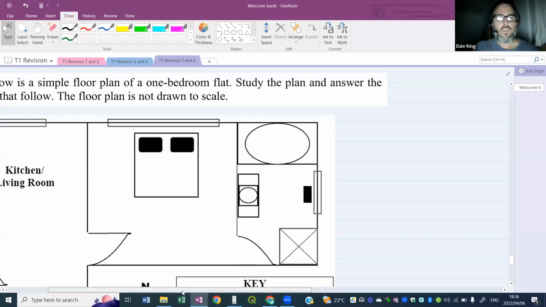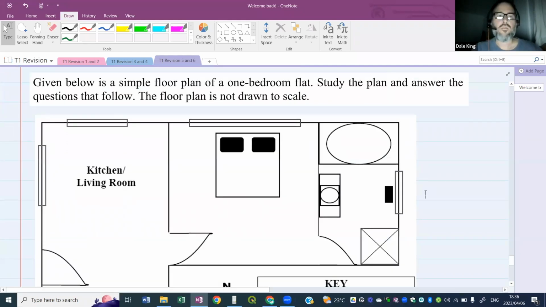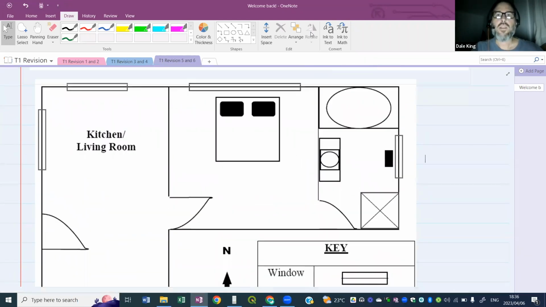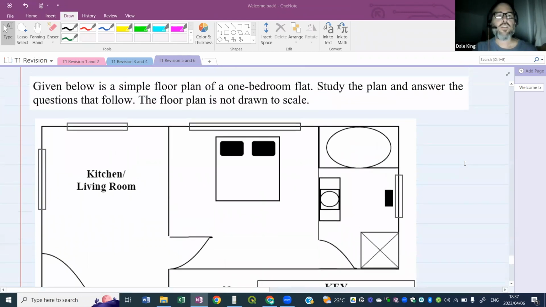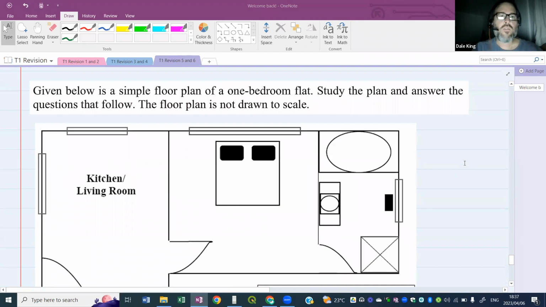We've seen this before. Now, this is not a... In fact, it is a plan still, but they have given us scale. Okay, no, Sakile, don't worry. All right, so let's see the question. It says, given below is a simple floor plan of a 1-bedroom flat. Study the plan and answer the questions that follow. The floor plan is not drawn to scale.